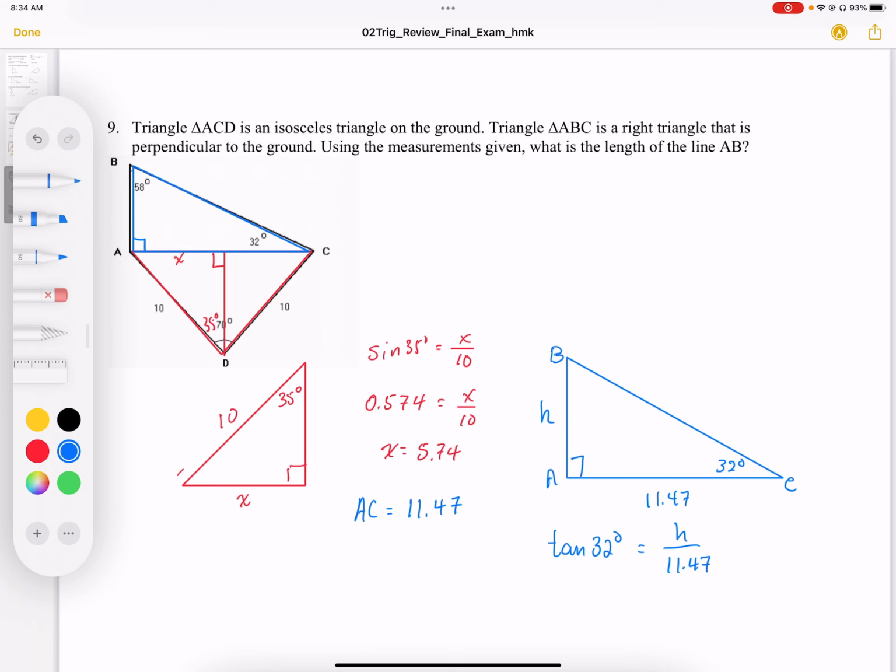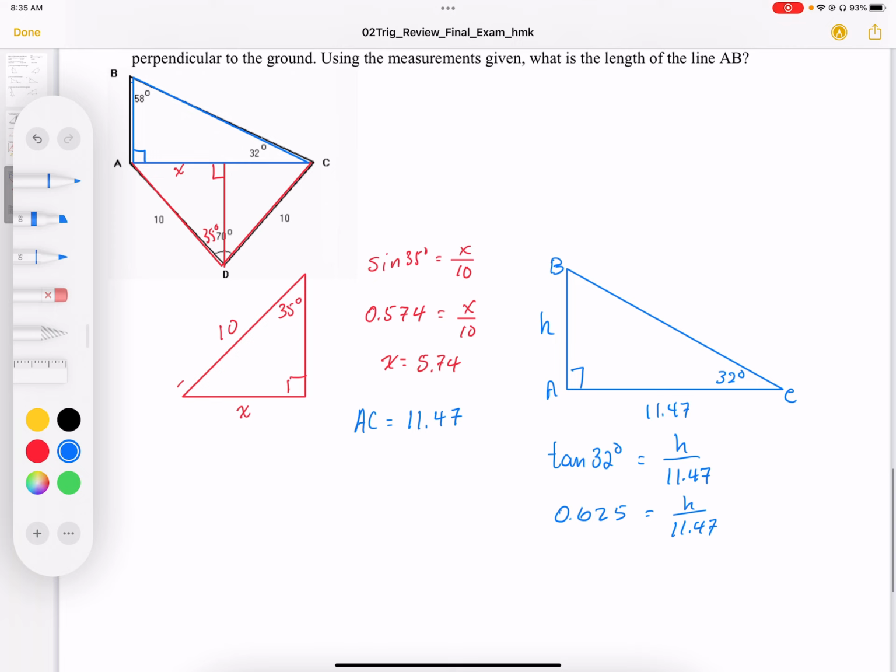Let's see here. So tan 32 from the calculator, we get 0.6248, so I'm going to round that to 0.625. And that's equal to h over 11.47. So multiply that by that other length. Okay, we're going to end up with a length of h equal to 7.168, so I'm just going to round that to 7.17.